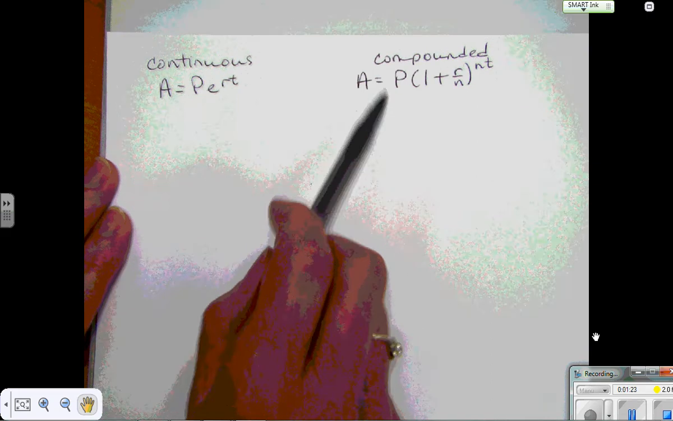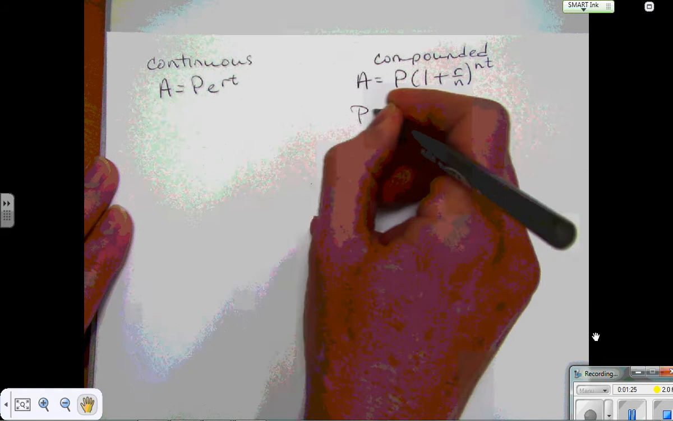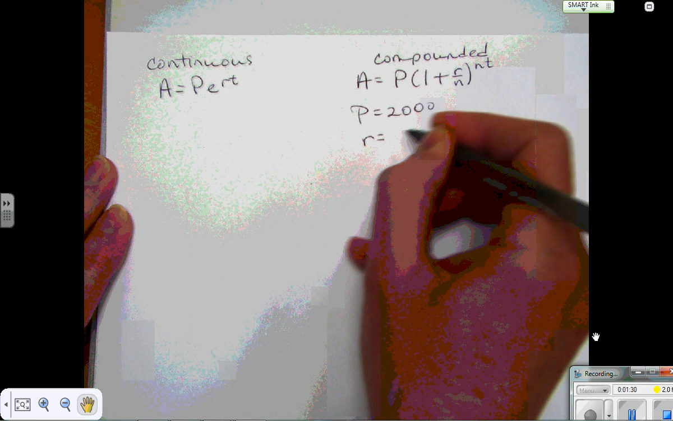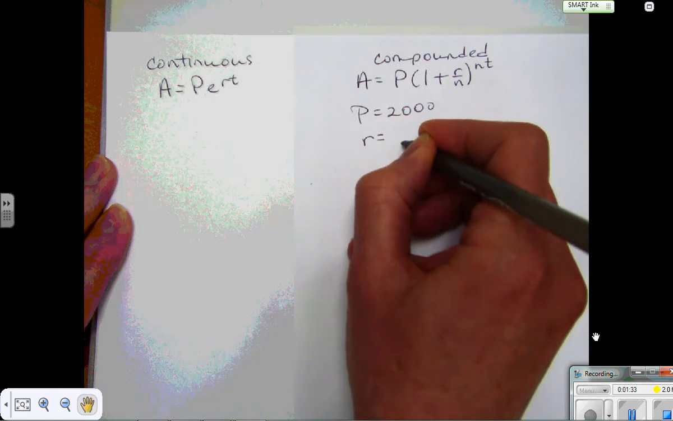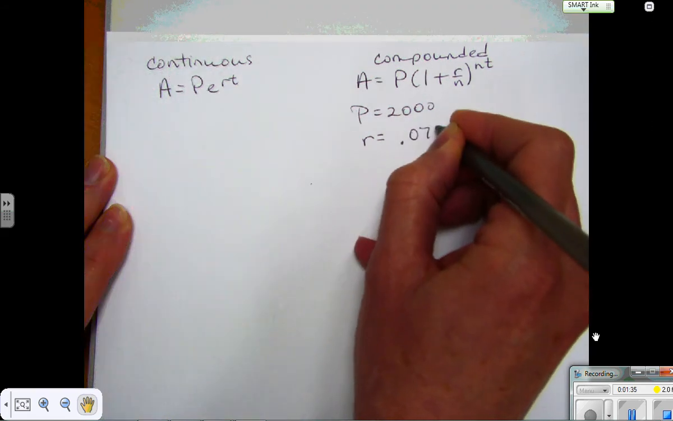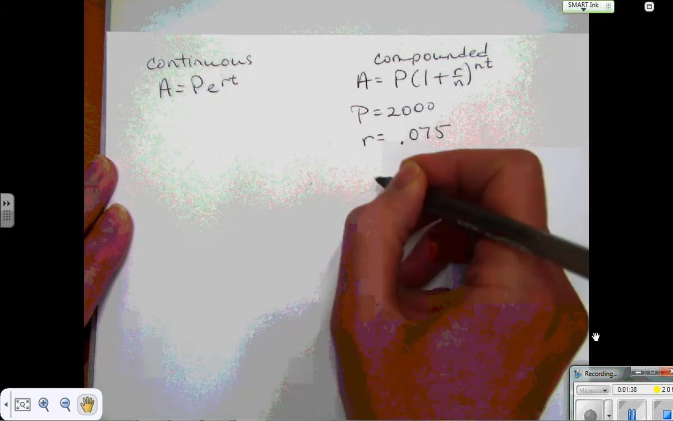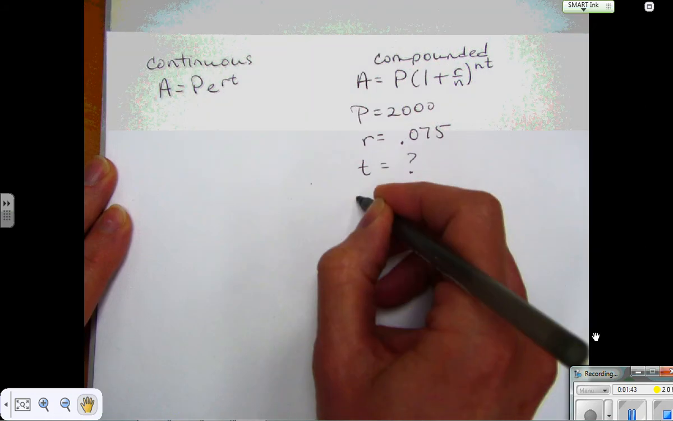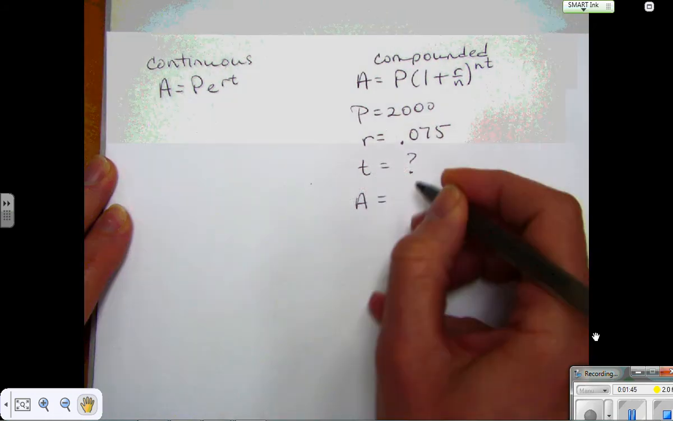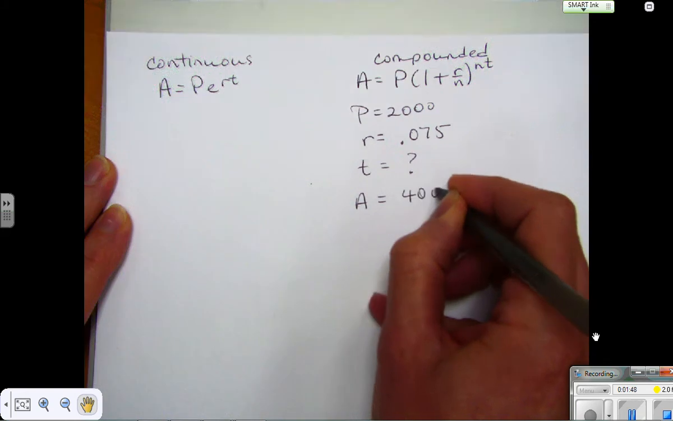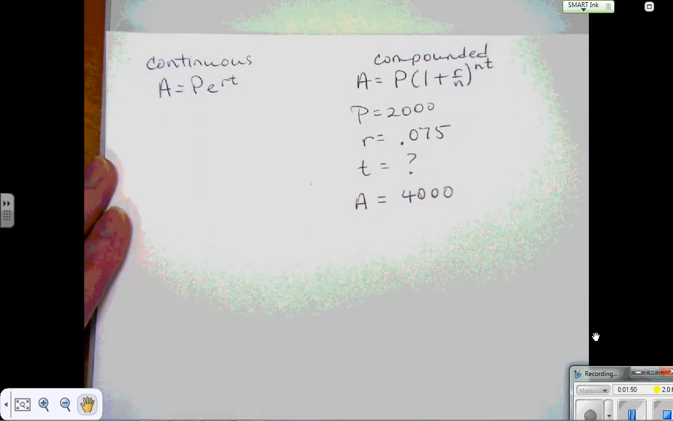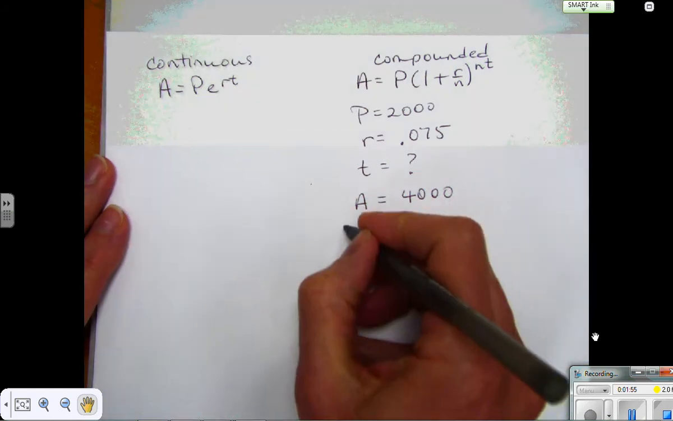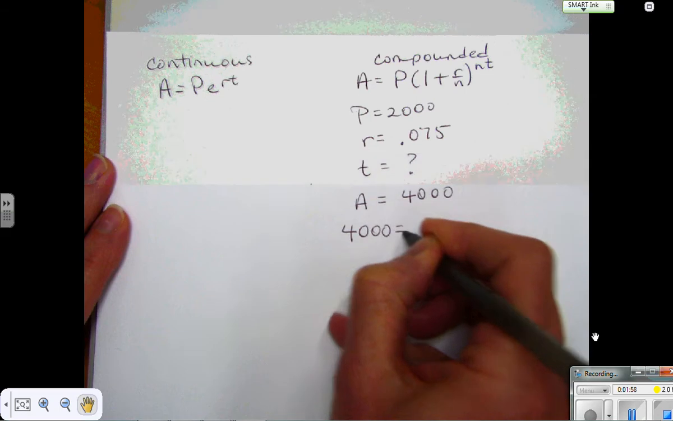Okay, so your initial investment is $2,000, so that's your P. The interest rate is 7.5%, and we want to write it as a decimal, so that's going to be 0.075. T is time, that's what we're going to find. And A, the amount that it grows to, is going to be 4,000 because your money is going to double. They want to figure out how long it's going to take. Okay, so we're just going to substitute values in and solve for T.